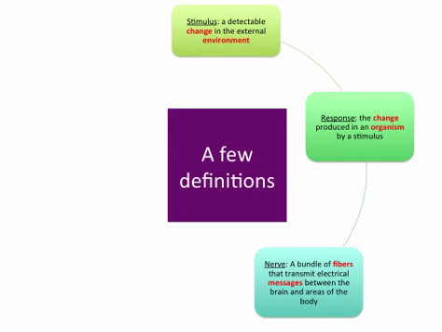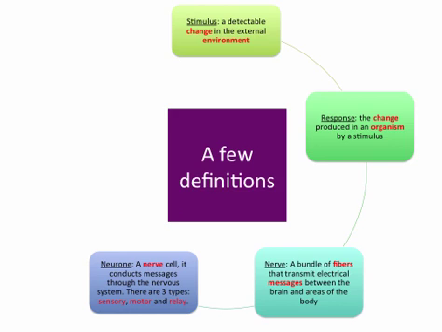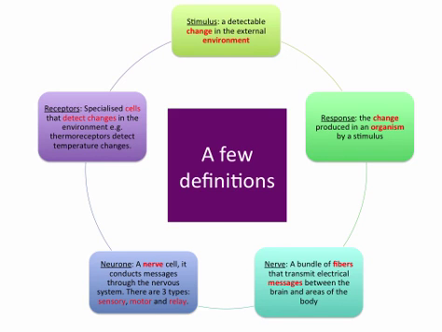A nerve. A nerve is a bundle of fibres that transmit the electrical messages through the nervous system. A neuron. This is the building block for nerves. These are nerve cells. There are three different types: sensory, motor, and relay. And finally, receptors. Receptors are specialized cells that detect changes in the environment. For example, you have thermoreceptors which detect temperature changes in your skin.